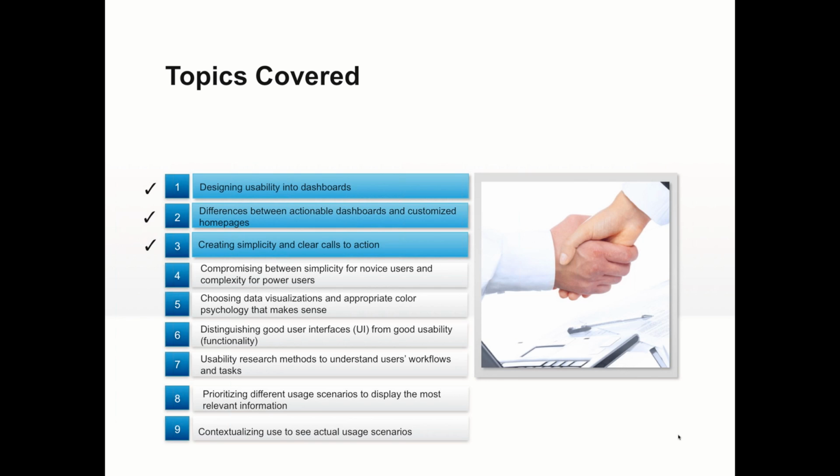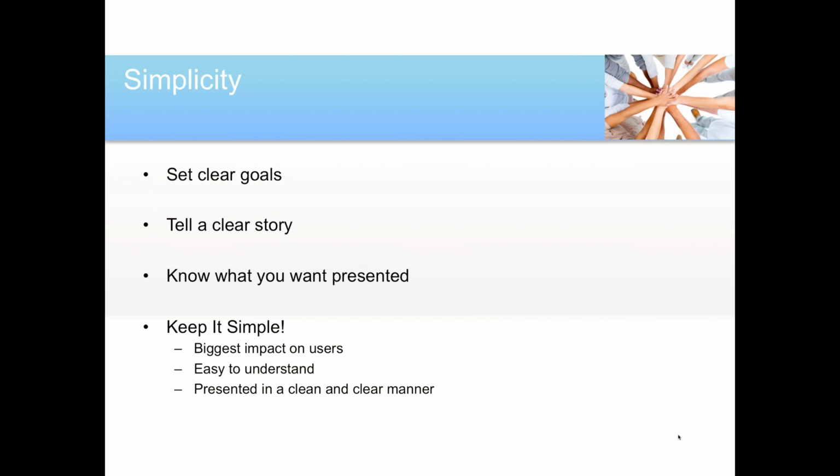So now we want to touch upon creating simplicity and clear calls to action. Simplicity is key here at Situated Research. Keep it simple. The more times you keep it simple, the easier it is for the user. And the only way to do that is to set clear goals, tell a clear story, and know what you want presented to your users. Keeping it simple gives you the biggest impact on users. It helps users easily understand the information that's being presented to them in a clean and clear manner.